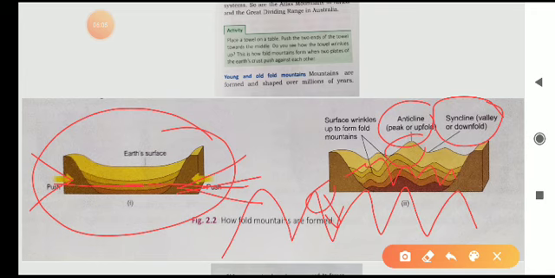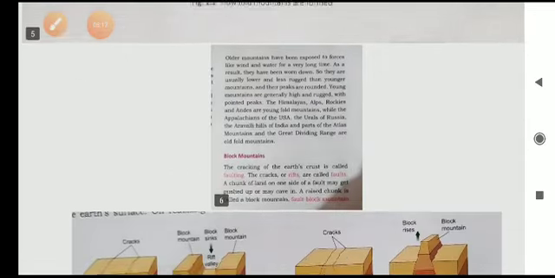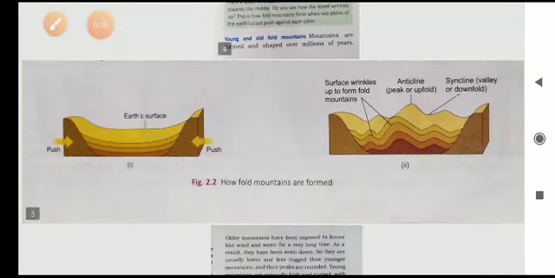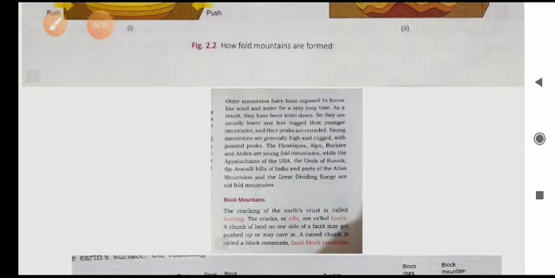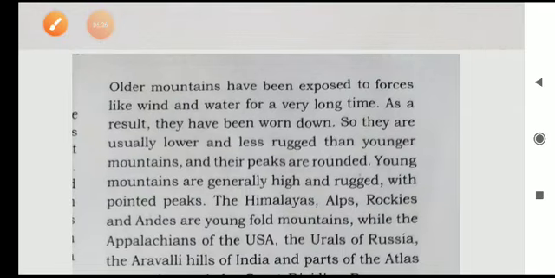Now we are moving to the next part: young and old fold mountains. Mountains are formed and shaped over millions of years. It takes too much time, millions of years. Naturally, a young fold mountain range is generally formed between 10 and 25 million years.